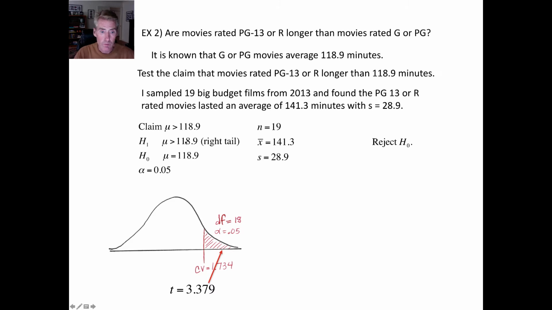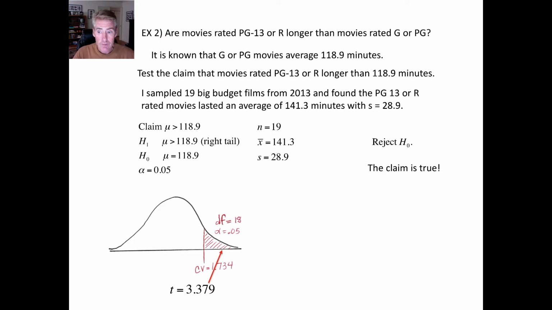So what did we prove? The claim was that the movies for older people are going to be longer than for kids. And since this is landing to the right, it means bigger than. So it's true. This sample of just 19 movies is proving, yes, the movies for older people last longer than for younger people.